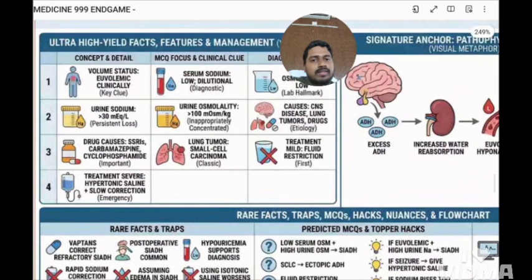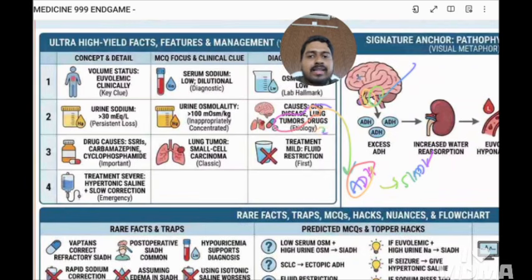Now, what are the causes of SIADH? One is any CNS infection, which is known to damage the pituitary. Second is lung tumors, which also secrete ADH, as a result of which you will get SIADH. Third, there are some drugs, mainly SSRIs, carbamazepine, and cyclophosphamide.